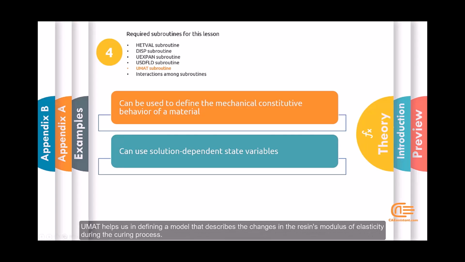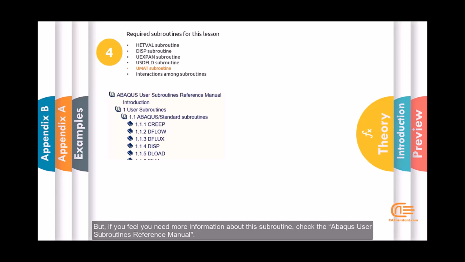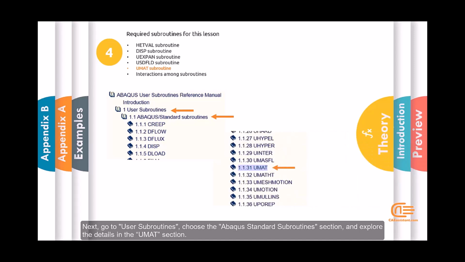UMAT helps us in defining a model that describes the changes in the resin's modulus of elasticity during the curing process. In the workshops, we will guide you step by step in writing the subroutine to define composite properties during the curing process. But if you feel you need more information about this subroutine, check the Abaqus User Subroutine Reference Manual. Next, go to the User Subroutine, choose the Abaqus Standard Subroutine section, and explore in detail the UMAT section.